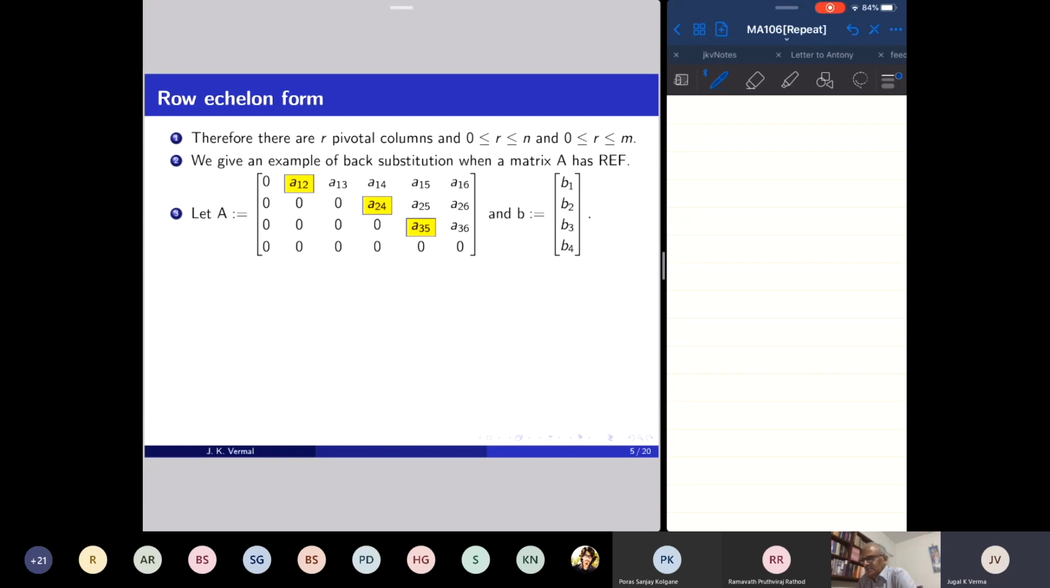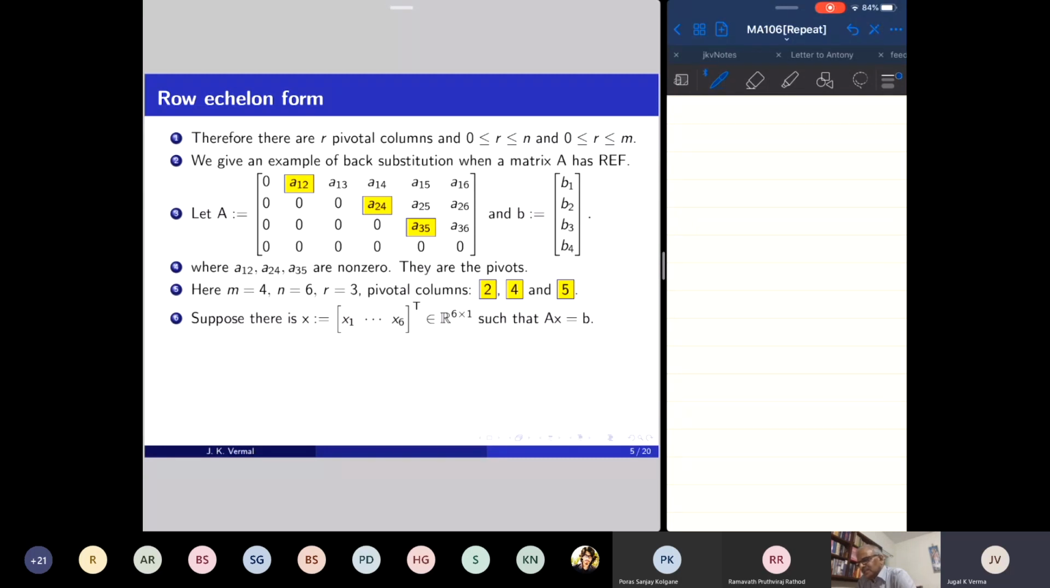And we write the coefficient matrix and the vector B. So at the back of this, we have the system of linear equations AX equal to B. So these are the pivots, and pivotal columns are second, fourth, and fifth.